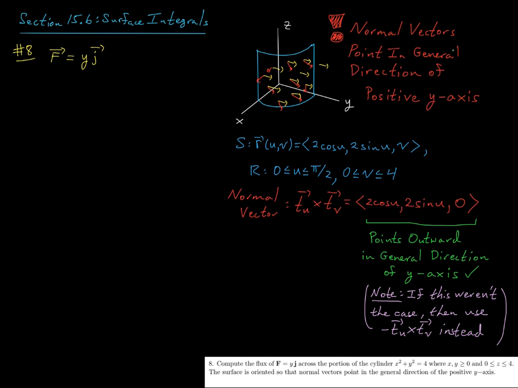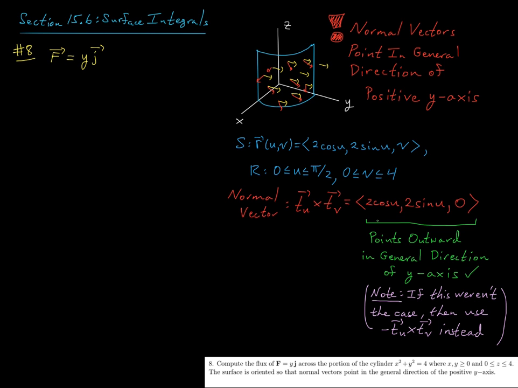Okay, now when they say that normal vectors point in the general direction of the positive y-axis, well, when determining, say, the rate of flow of a fluid through this surface, we have to make a choice of which direction of flow will be counted as positive and which direction will be counted as negative. So given that the surface is oriented so that normal vectors point in the general direction of the positive y-axis, and our flow vector field F here points in the positive y direction, right? It's just yj. We are observing, in this case, positive flux, right? So our flux integral will come out to be a positive value.